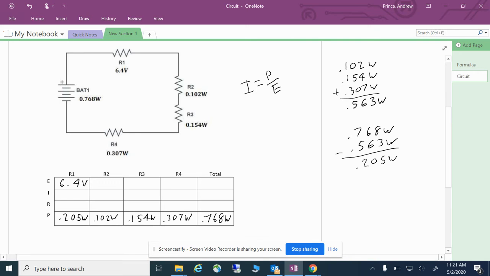So the power, 0.203, divided by the voltage, which is 6.4. And we're going to do our typical rounding to the nearest thousandth. Gives us 0.032 amps.